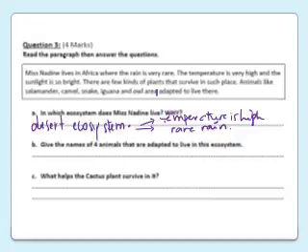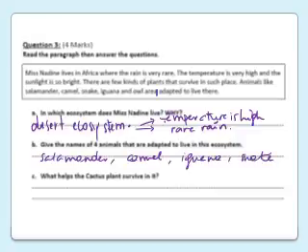Part B, give me names of animals that can live there. Salamander, camel, snake, iguana, owl, kangaroo rat, spiders, tortoise. We need 4. What helps the cactus plant survive in it?